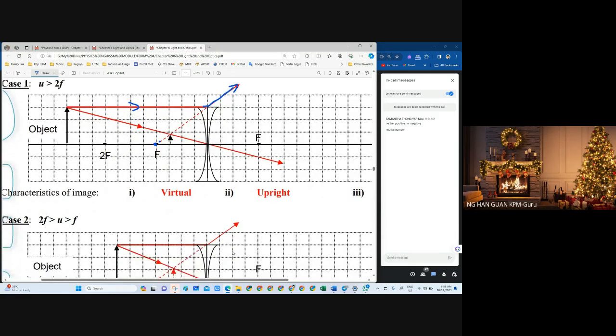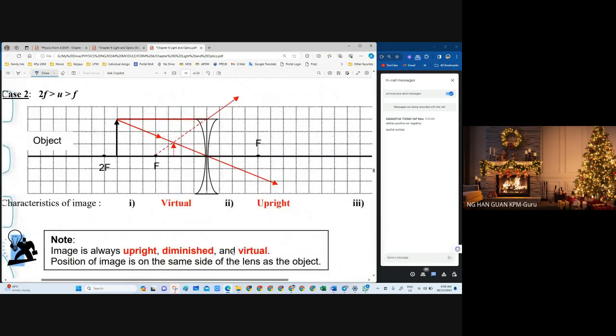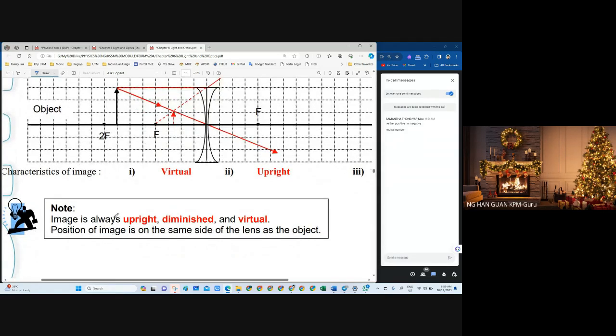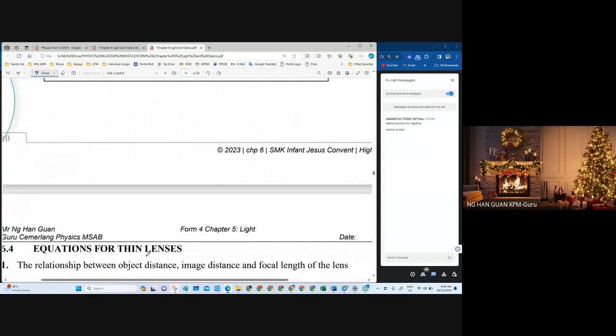No matter whether you have a far object or a close object, the characteristic of the image formed is always the same: virtual, upright, and diminished. All the images form before the lens, that's why they are virtual images. So the image is always upright, diminished, and virtual.